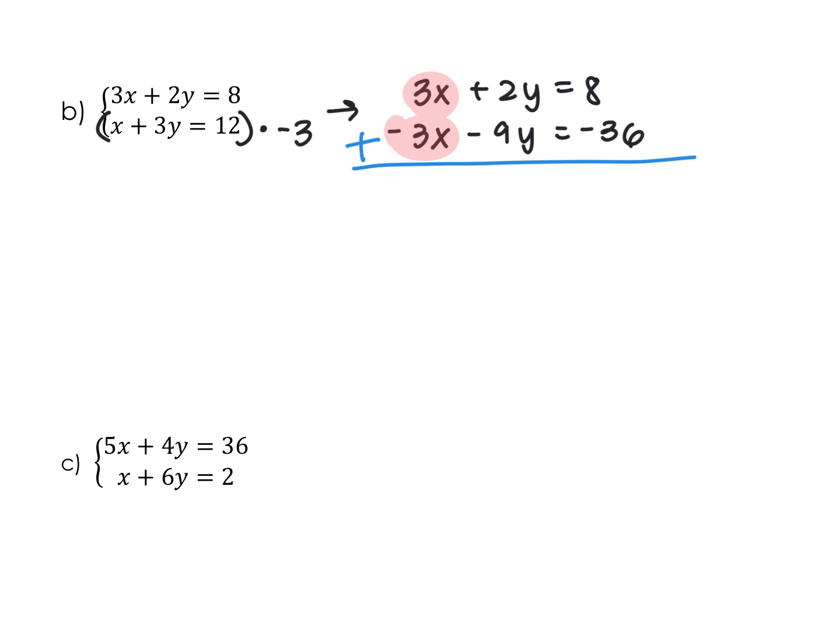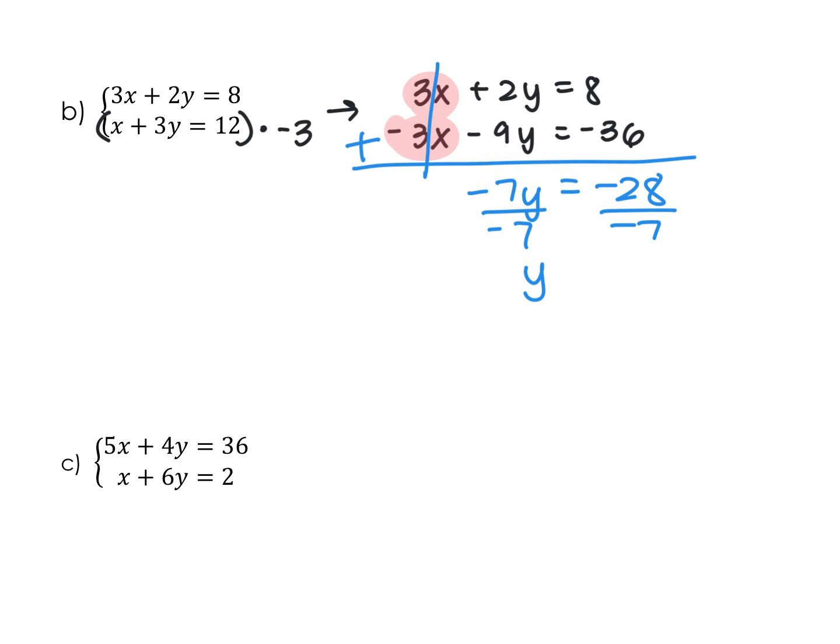So we're going to add our little line and our plus sign and make it look like we're adding. The x's cancel. And then we add the y's, add the numbers. So 2y minus 9y would be what? Negative 7y. And what would 8 minus 36 be? Good, negative 28. So now I have an equation that just has one variable, which is my goal. So I can find the variable. So what would I do now? Divide by negative 7.